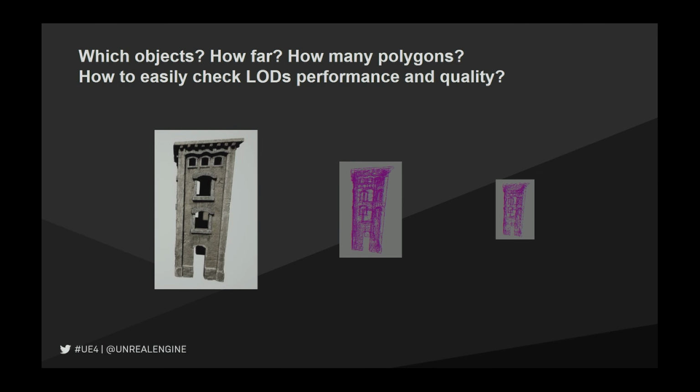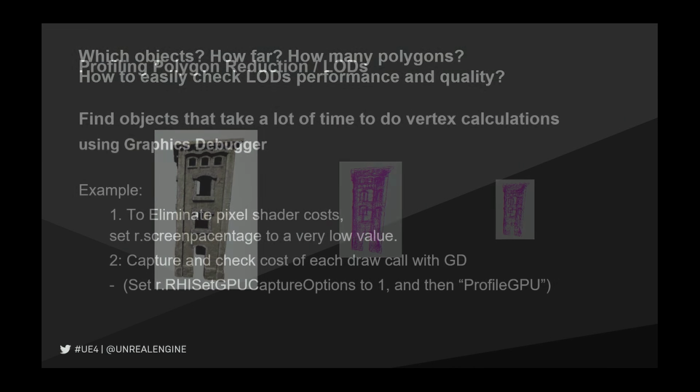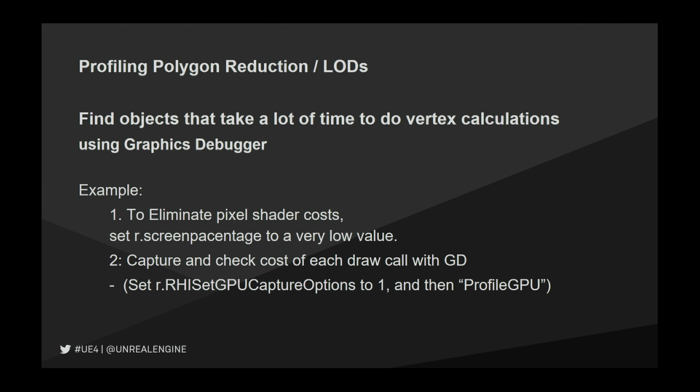So which objects should you make LODs for? How many polygons need to be reduced? And how can you quickly and easily test performance? You can use the graphics debugger to find objects that take a long time to do vertex calculations. So you want to set screen percentage to a low value to eliminate any pixel shader cost, and capture and check the cost of each draw call with the graphics debugger. You can do this by setting the RHI GPU capture options to 1 and using profile GPU.